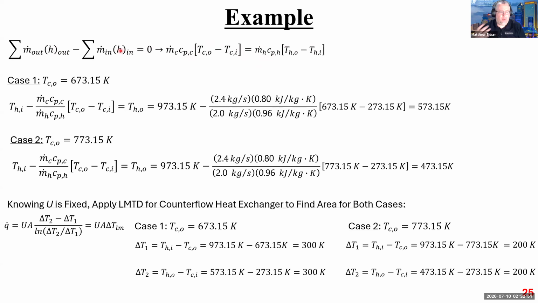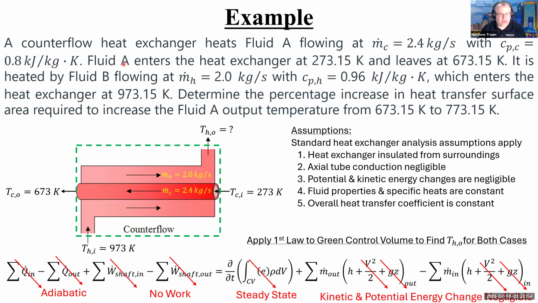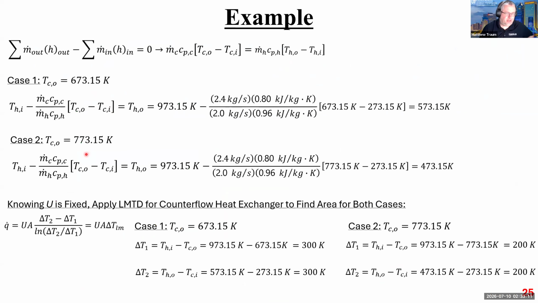Okay, so now we need to find, right? The thing that we ultimately need to find is this area ratio required to change the outlet temperature. But before I do that, I need to find the outlet temperature on the high side. So there's going to be two cases. One is the case, we'll call it case one, where the cold side outlet temperature is 673. And then we were told that case two is the temperature where the cold side outlet is increased by 100 Celsius up to 773 Kelvin.